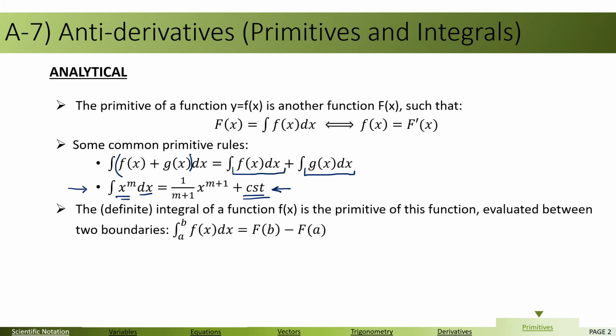A definite integral of a function is also a primitive or an integral, however it's evaluated between two boundaries. So when you say the integral from a to b of f of x dx, it equals capital F, which is the primitive of small f that we discussed before, but evaluated at b, the upper boundary, minus F of a, where a is the lower boundary. This is known as the definite integral, or simply an integral.